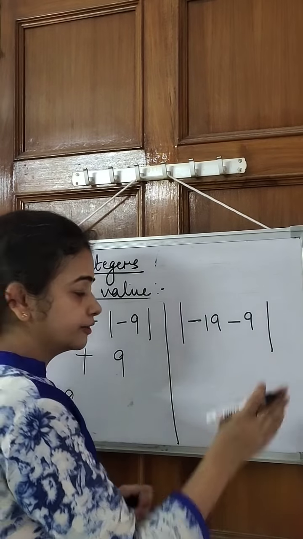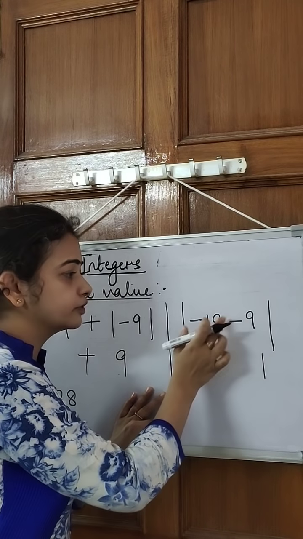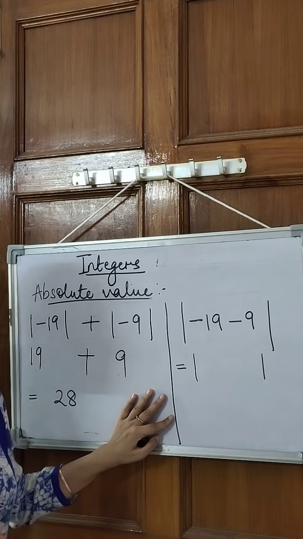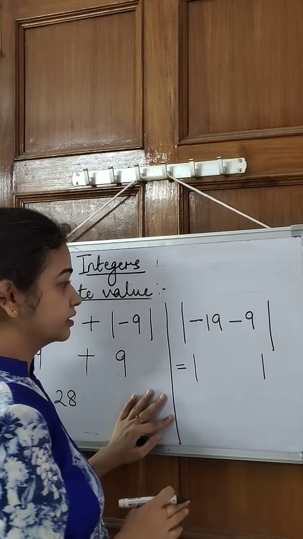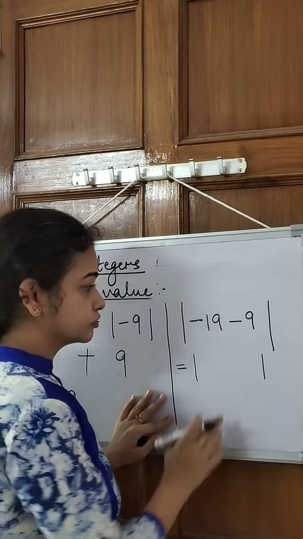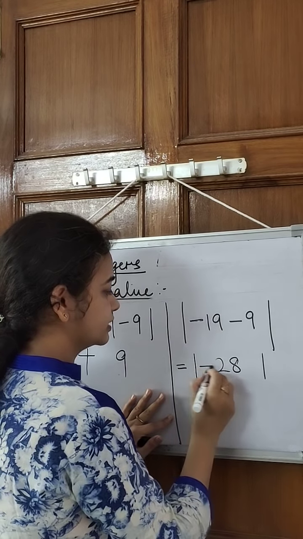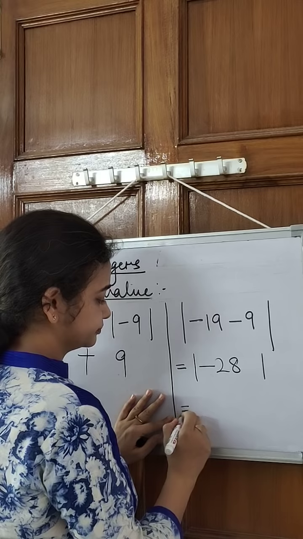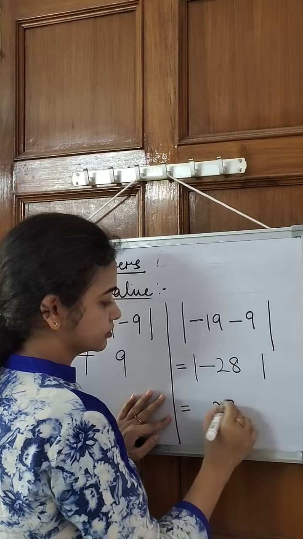Now if I see this part, it says that we have to first solve the numbers that are inside the absolute value sign. There should always be one number when we remove the absolute value sign. But here I have more than one number, so I have to solve them first. Minus minus is plus, so I will add these two numbers. When you add these two numbers, it is 28, and the sign with 19 is minus, so the answer is also minus. So when I add these two, it is minus 28. Now we have to find the absolute value. So the absolute value of minus 28 is 28.